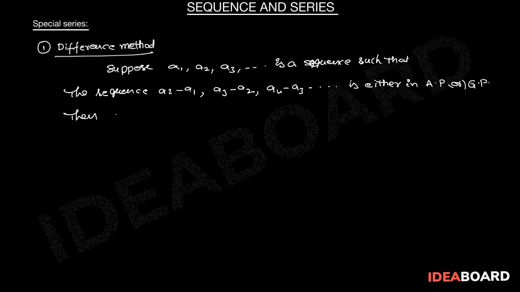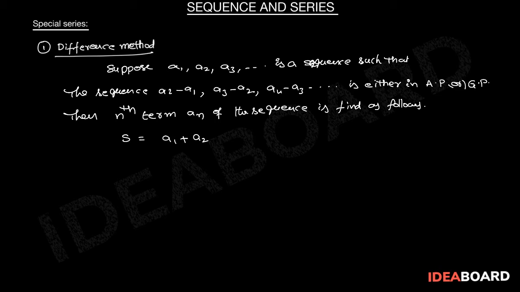Then the nth term an of the sequence is found as follows. Let S equal to a1 plus a2 plus a3 plus and so on plus an, and again S starts with 0 plus a1 plus a2 plus a3 plus and so on plus an minus 1 plus an.